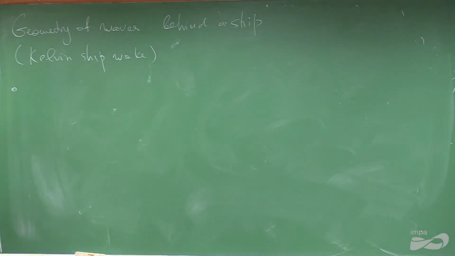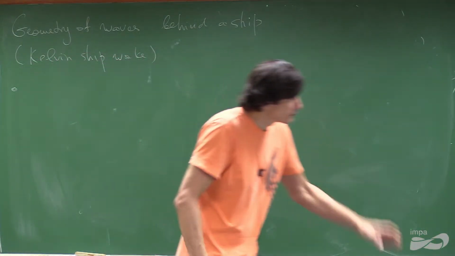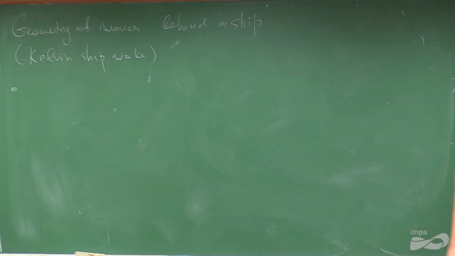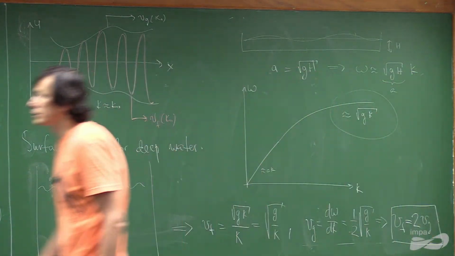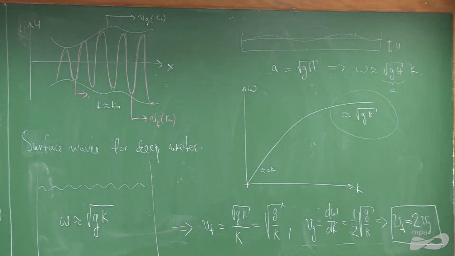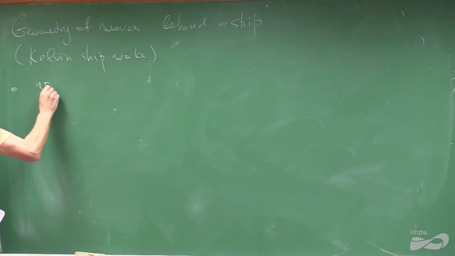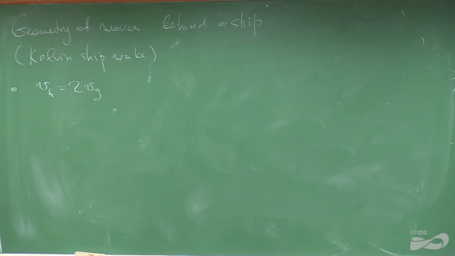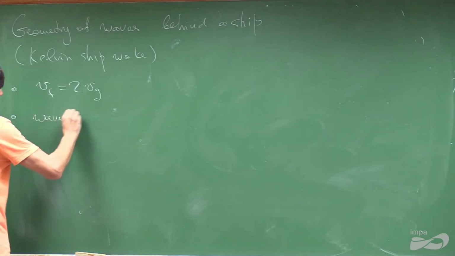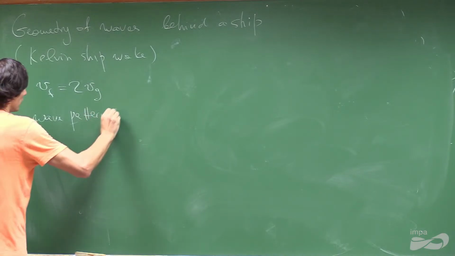The first hypothesis, the first relation that we will use, is that relation. All that we will need is that there is a dispersion in such a way that the phase speed is twice the group speed. That's all the information that we need for the dispersion: the phase speed is twice the group speed. The second hypothesis will be that the wave pattern is stationary.